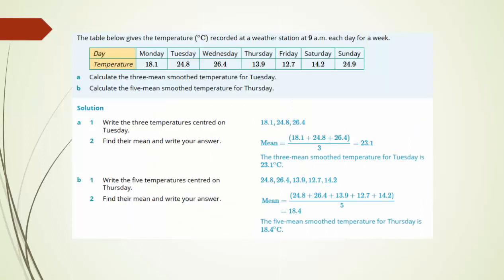So you might get a question like this. The table below gives the temperature in degrees Celsius for each day of a week, and they want you to find the 3 mean smooth temperature for Tuesday. Well, Tuesday is the middle of Monday, Tuesday, Wednesday, so add up those 3 numbers and divide by 3 and you'll get 23.1. The 5 mean smooth temperature for Thursday. Well, Thursday is in the middle of Tuesday, Wednesday, Thursday, Friday, Saturday. So those are the 5 numbers we find. We get a number of 18.4.